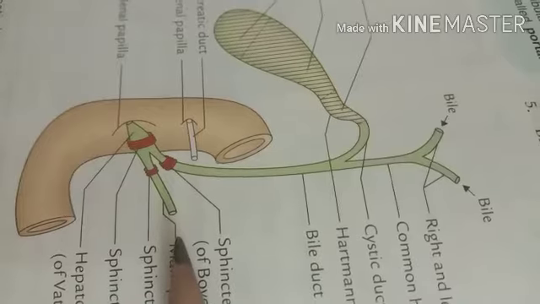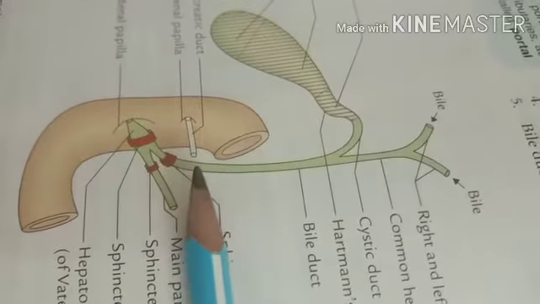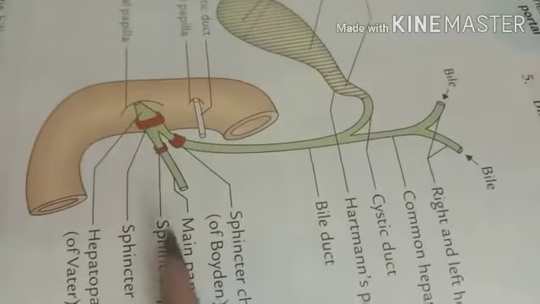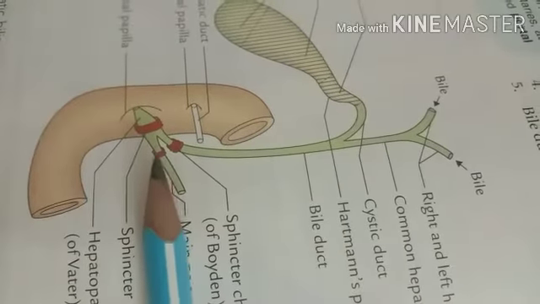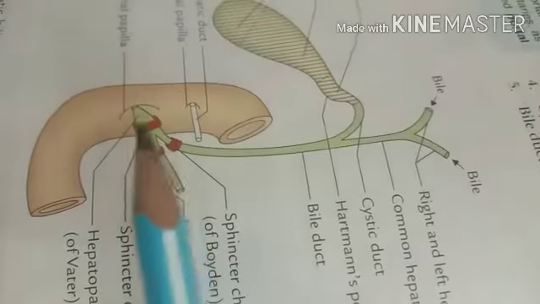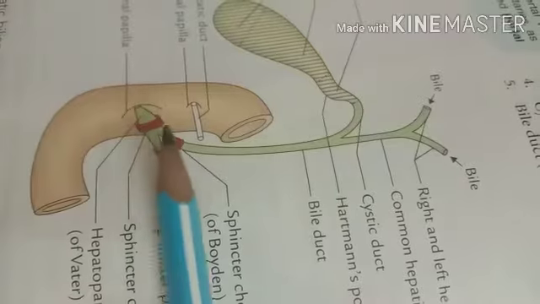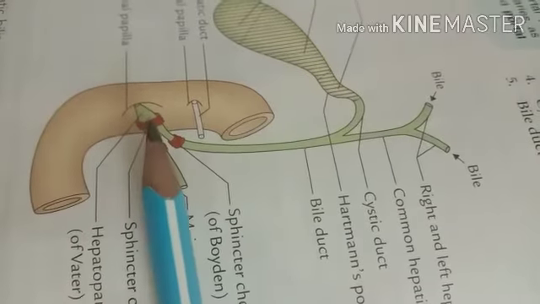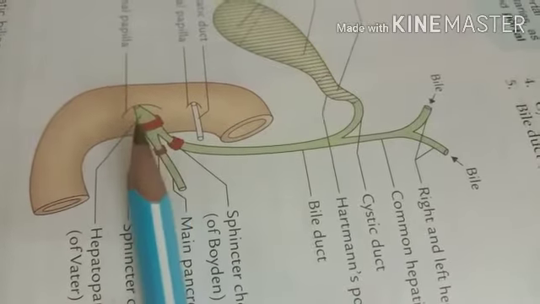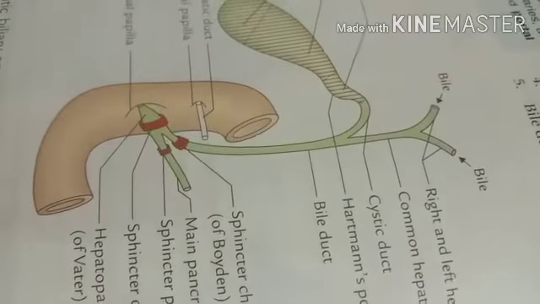So these are the three sphincters related to the hepatopancreatic ampulla. First, the sphincter of the bile duct, called the sphincter choledochus. Second, present at the terminal part of the pancreatic duct, called the sphincter pancreaticus. And the third, present around the hepatopancreatic ampulla, also called the sphincter of Oddi. So these are the sphincters related to the duct.